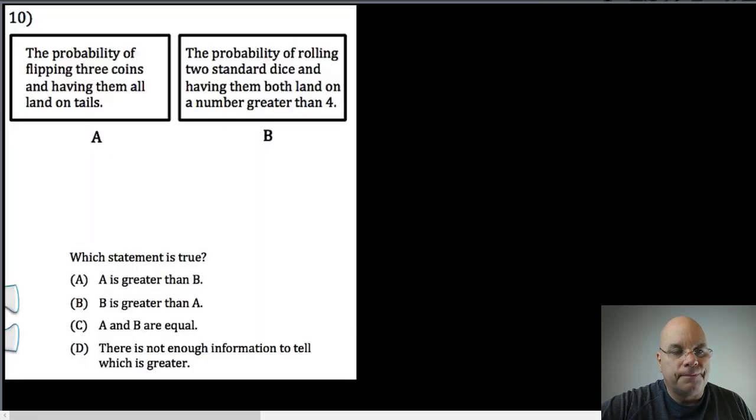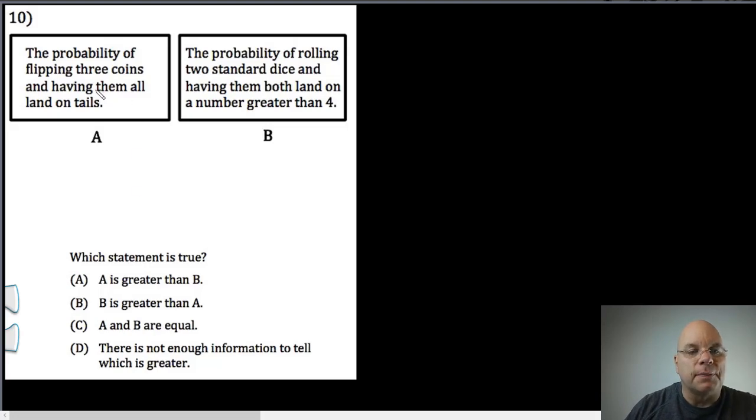Problem number 10. We want to compare the probability of flipping 3 coins and having them all land on tails to the probability of rolling 2 standard dice, that's a die with 1, 2, 3, 4, 5, and 6 on its faces, and having them both land on a number greater than 4.